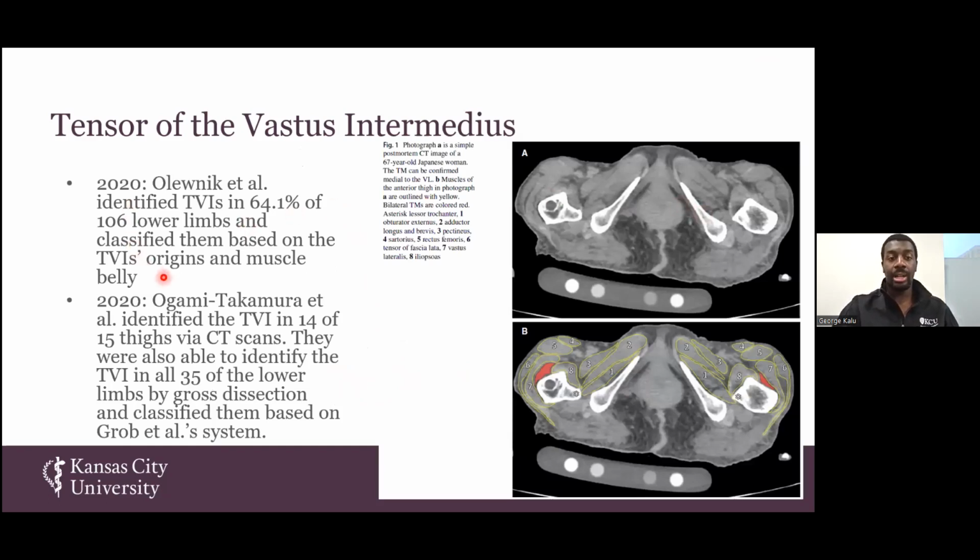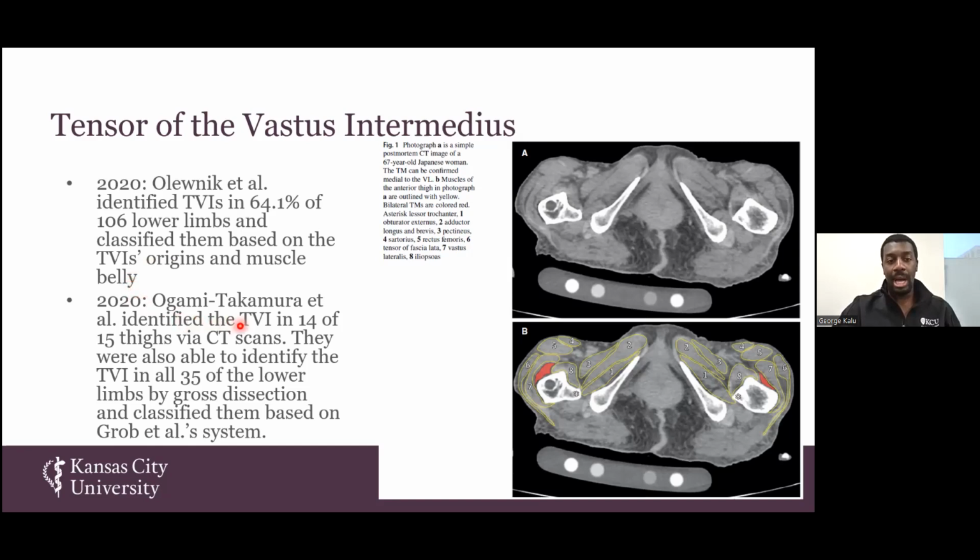A few years later, another group by Olunek identified TBIs in 64% of 106 lower limbs that they had dissected. And what they found is that there was actually a lot of variation in the origins. And so the classification system led by Grob didn't really suffice, because Grob's system assumed the same origin for all the different TBIs, but he found that the origins were actually different. And that led to different morphologies. And we'll look at his classification system in a few slides. And so he organized it by the origin and the muscle belly shape.